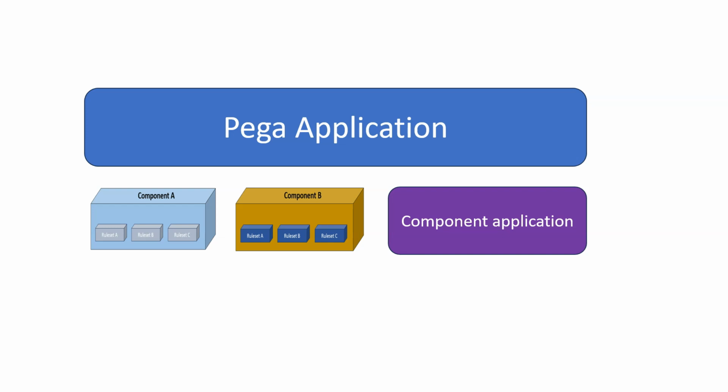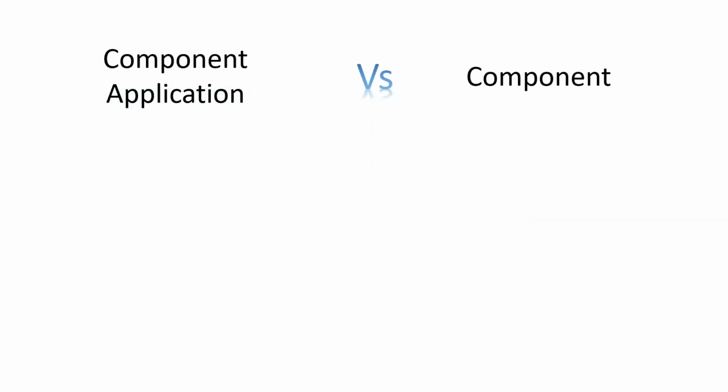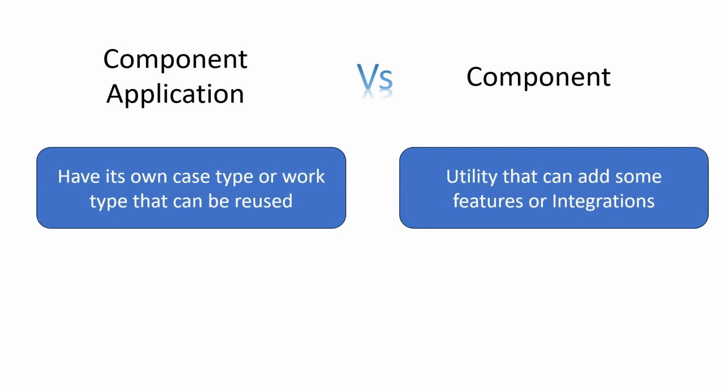This opens up the next question. What is the difference between a component application and a component? On a high level, we can find a single main difference. A component application can have its own case type. You can reuse case types across applications by making the case type a component application.